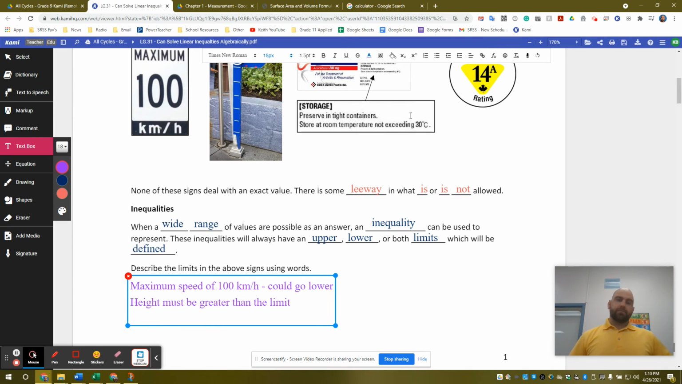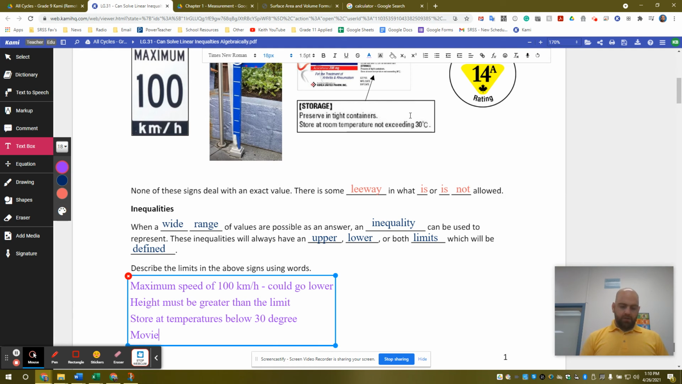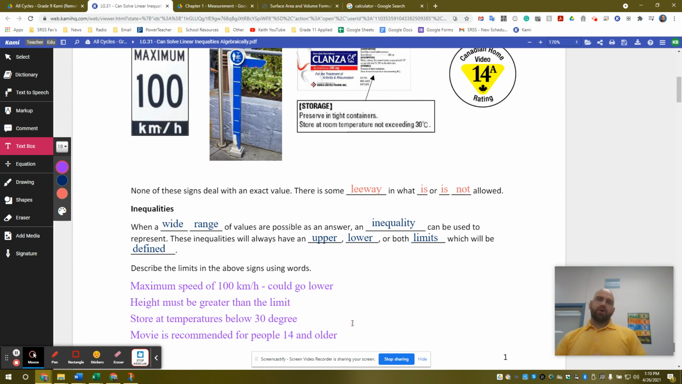This next one, we need to store at temperatures below 30 degrees. The movie is recommended for people 14 and older. So this is what these signs are telling us. This is the general knowledge of it.